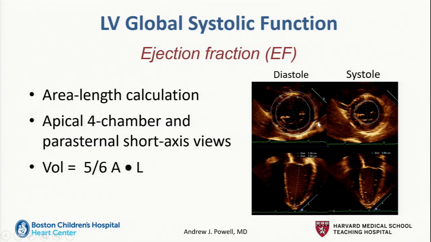Another approach has been to use the area length calculation. Here you use an apical four-chamber view and a parasternal short axis view. You have area, you have length, and the formula is 5/6 area times length in order to get the volume, and you do that in diastole and systole and apply the formula.